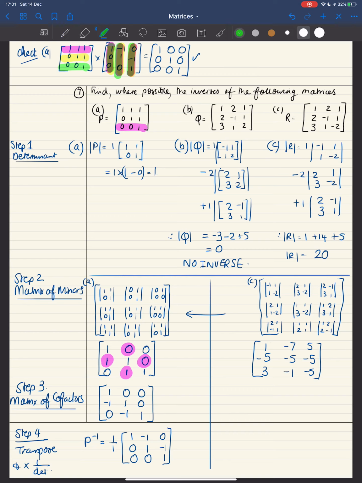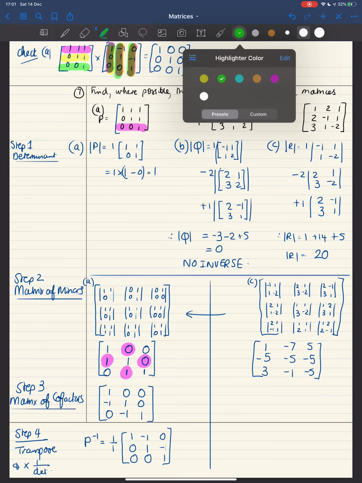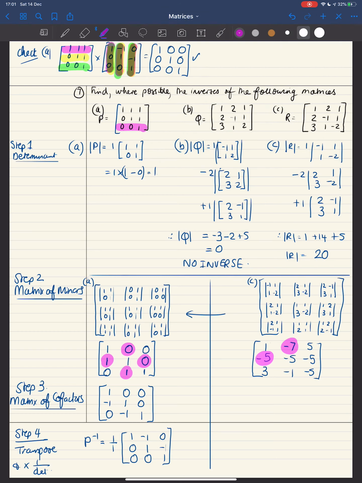So now I want my pink blob to show you which ones change the sign. There, there, there, and there. I change the sign. This forms the matrix of cofactors. Plus 5, 3, 7, minus 5, plus 1, 5, 5, minus 5.